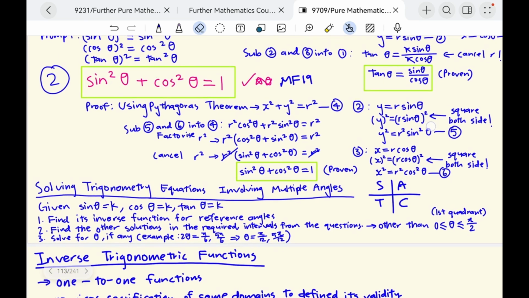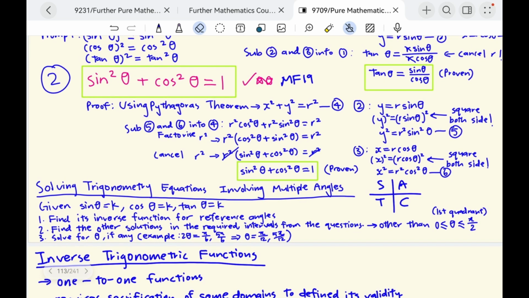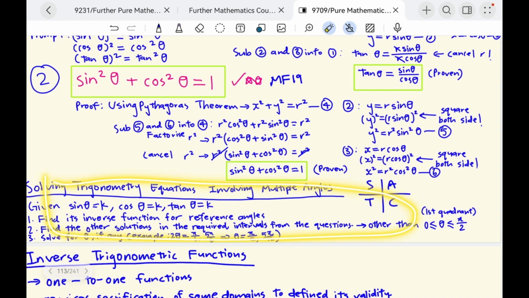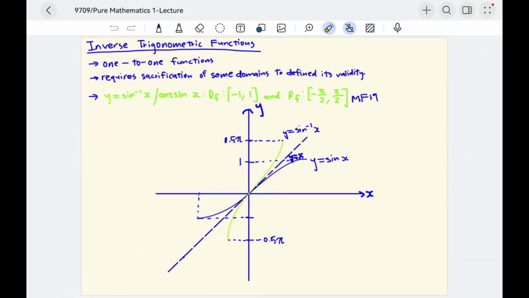So yeah, I think we have ended the discussion of solving the trigonometric equations involving multiple angles. So it's useless for us to lecture about these strategies. Instead, we can use the exercises for further understanding. Alright, let's proceed to the last 2 subtopics, which is the inverse trigonometric functions.